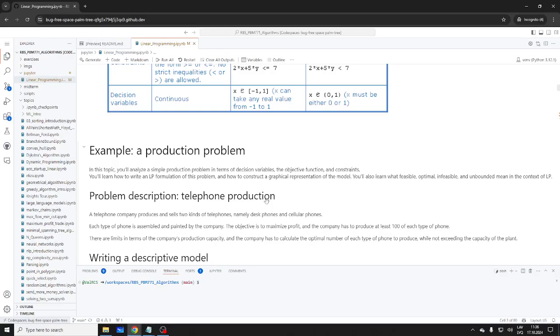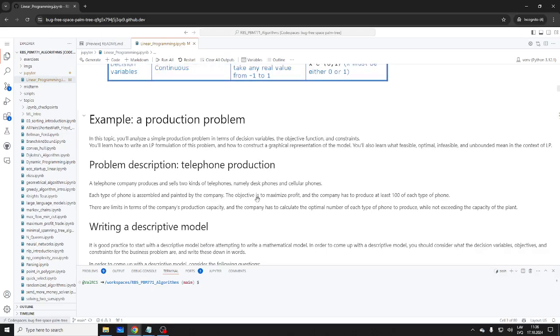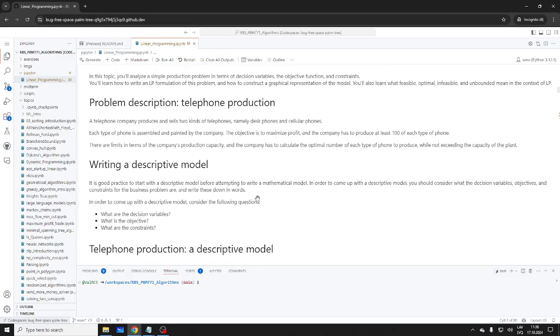So again, this is, of course, a very simple example, but in real life, that's what happens. You have some things where you can't just say, okay, cell phones give us the most money, let's just build cell phones. You need some legacy desk phones. So basically, you need to write a model. You have to write this descriptive model, a mathematical model of what you're trying to do, right?